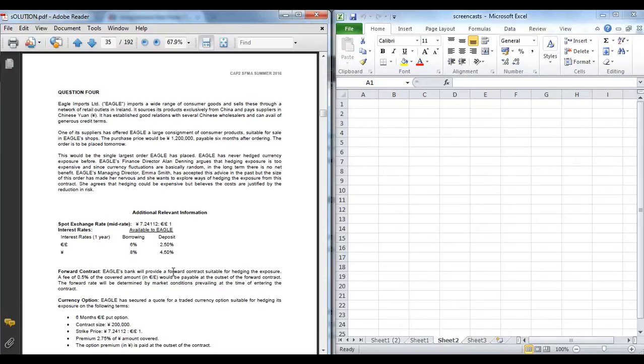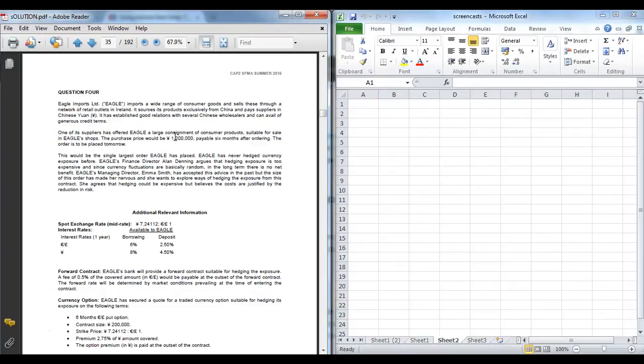Eagle itself is an importer of goods, so it's importing from China, therefore it's buying goods in Chinese yuan, and it's obviously going to sell them in euro, so it is exposed to foreign exchange movements. So we're given a bit of background here in terms of they have a big order in place for 1.2 million Chinese yuan, payable in 6 months, and again, the finance director Alan feels that the hedging is too expensive and there's no real need for it. Whereas the managing director Emma says, due to the scale of the order, she's a bit apprehensive about the potential risk involved, and therefore she feels the costs are justified.